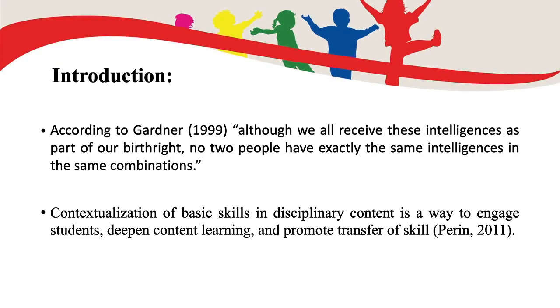According to Gardner in 1999, although we all receive these intelligences as part of our birthright, no two people have exactly the same intelligences and the same combinations. In this respect, learners differ in many ways. Some are fast and slow learners. However, this doesn't mean that slow learners are non-learners. That is why, according to the research of Perrin in 2011, there is a need to contextualize the lesson, to engage students in class discussions and activities, deepen content learning, and promote transfer of skill.